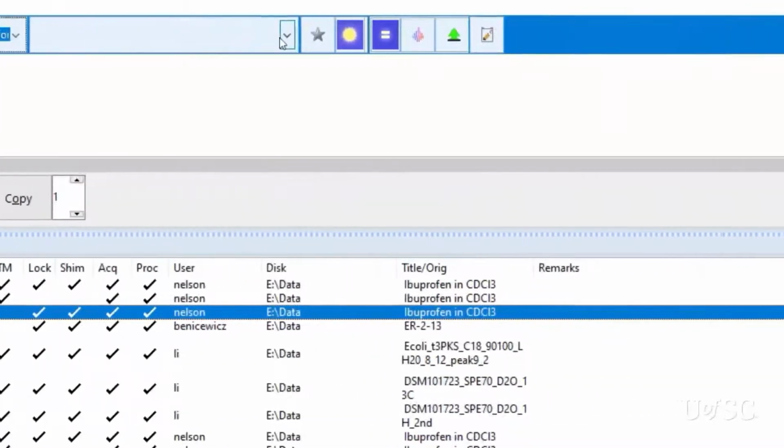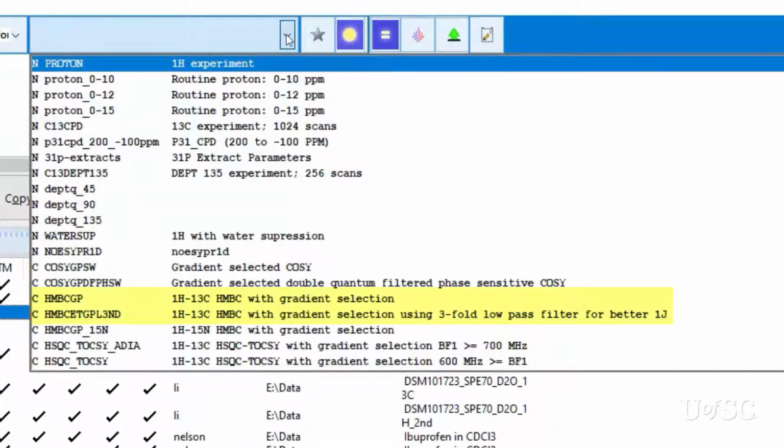ICON NMR has 2 gradient-based HMBC experiments for C13 long-range coupling. HMBC GP is the recommended experiment to choose. The HMBC, ET, GP, L3, ND experiment is supposed to suppress the remaining single bond intensity. However, the effectiveness of the filter depends greatly on the magnitude of the single bond coupling constant, and does not work well for all carbons in a structure.